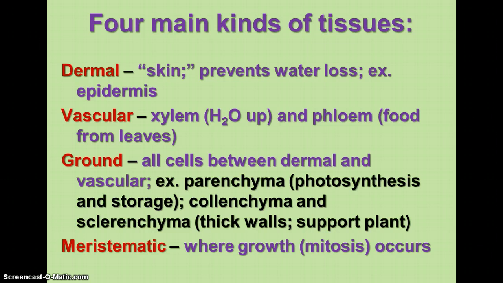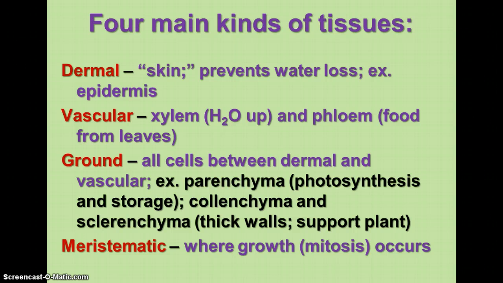Vascular tissue is composed of xylem and phloem. Xylem is the transport mechanism that carries water from the roots up through the stem to the leaves, and phloem carries the food from the leaves to the rest of the plant. So xylem is water, phloem is food. If you can remember the F sounds go together, that's an easy way to remember that phloem is food.